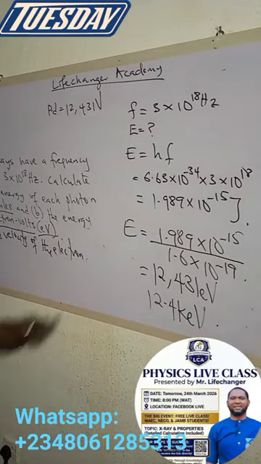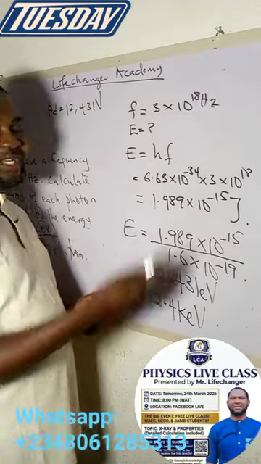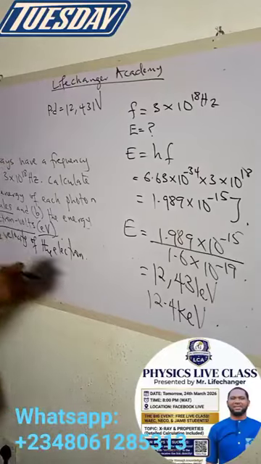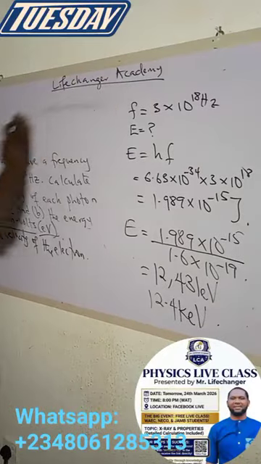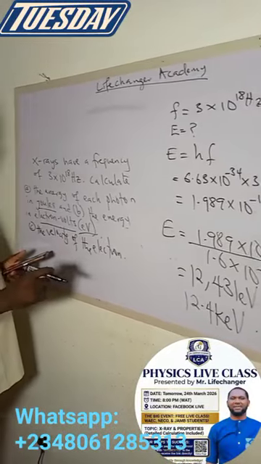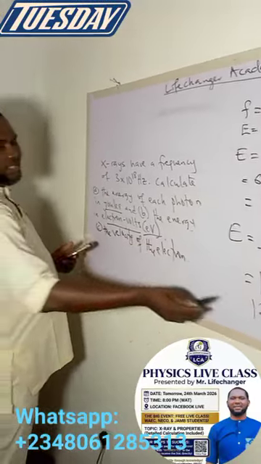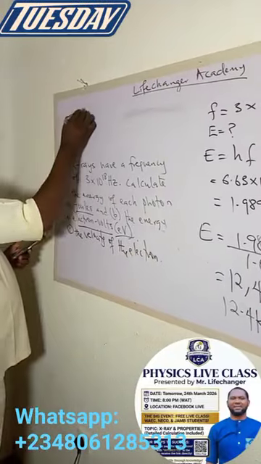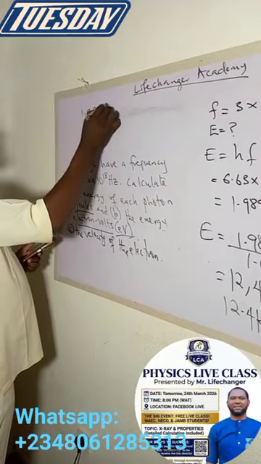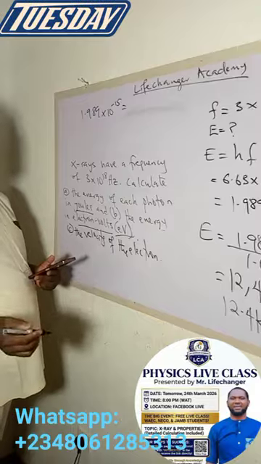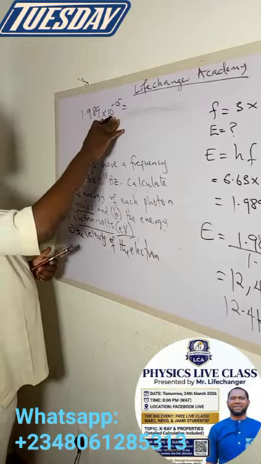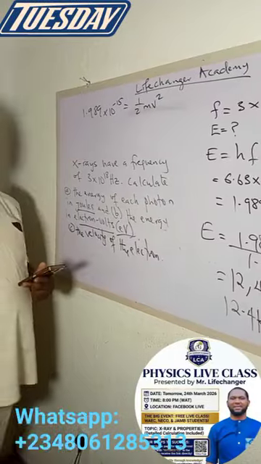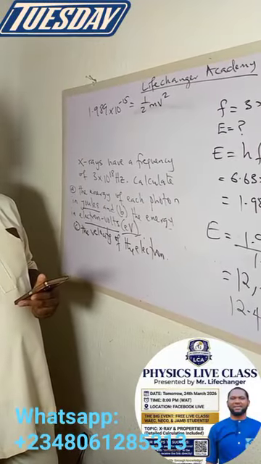The velocity of the electron. If you already know the energy, the velocity of the electron should not be a problem. And please note this for those of you that are serious to learn. Remember that the energy here in joules is 1.989 times 10 to the power negative 15. If I'm asked to find velocity, that means I will equate this energy value to half mv squared, which is the formula for kinetic energy.